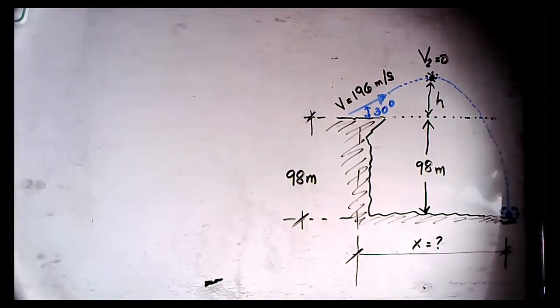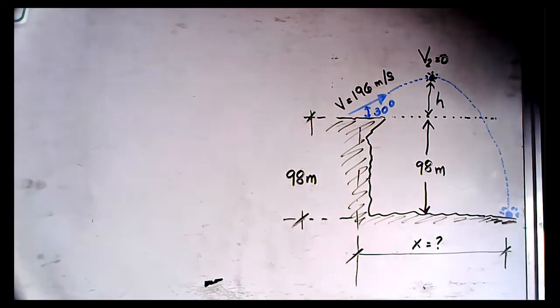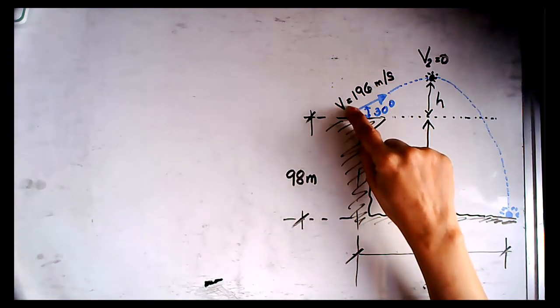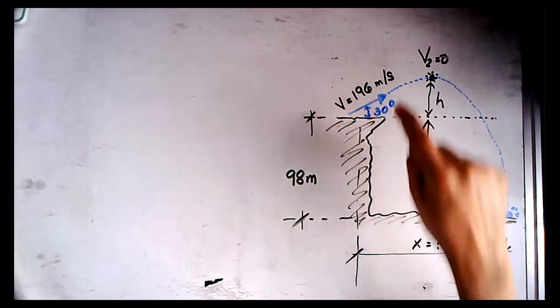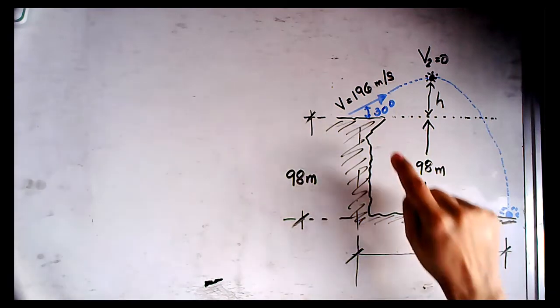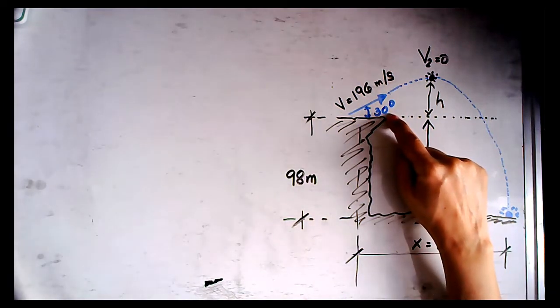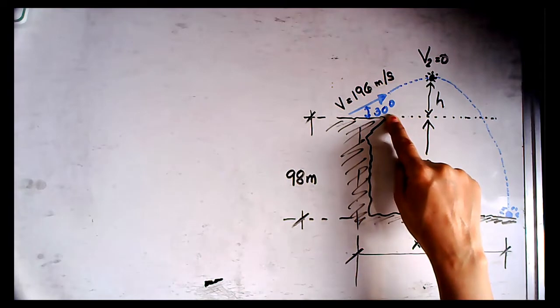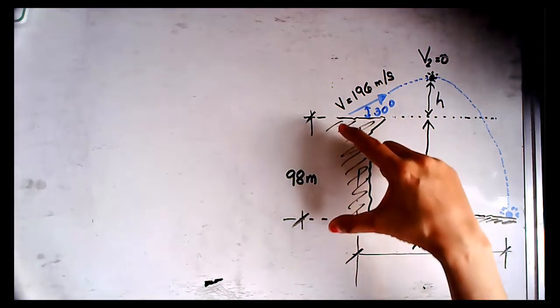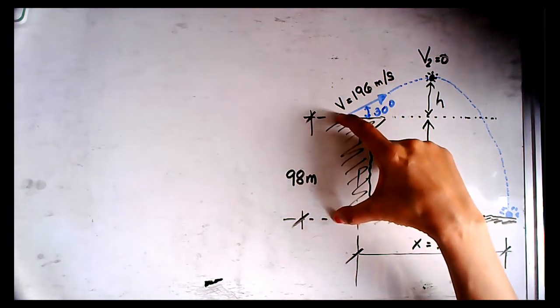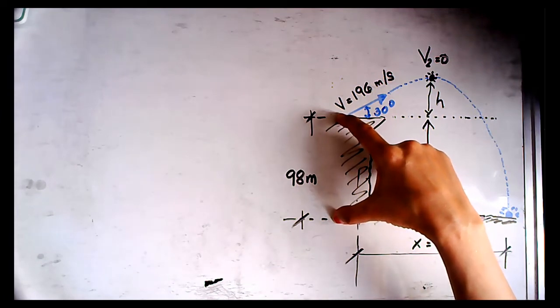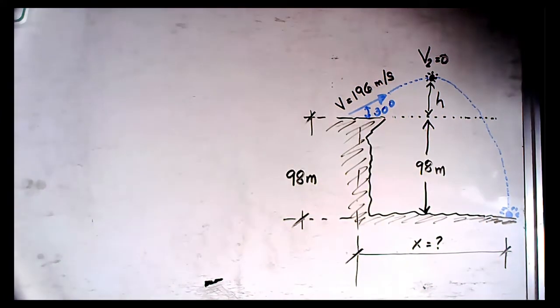If we are going to draw the figure based on the problem, this is the most probable diagram. Initially, the projectile is fired with a velocity of 196 meters per second at 30 degrees with the horizontal. And the height of the cliff, those are the given data, is 98 meters.